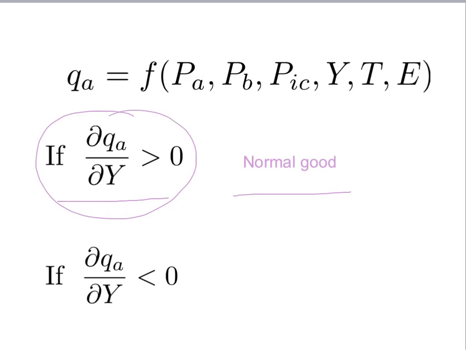The second partial derivative is the case if apples are an inferior good. The partial derivative is negative, so if income goes up, Jackie would prefer to buy fewer apples. If income goes down, Jackie would prefer to buy more apples. And that's the definition of an inferior good. So whether apples are an inferior or a normal good for Jackie is captured by the partial derivative of Jackie's quantity of apples with regards to her income.